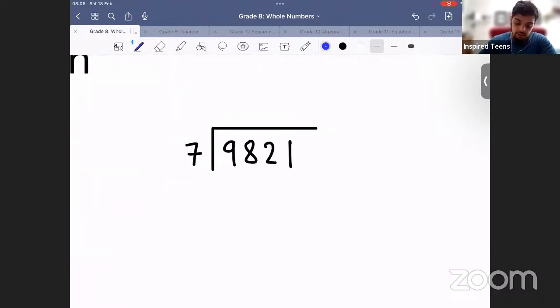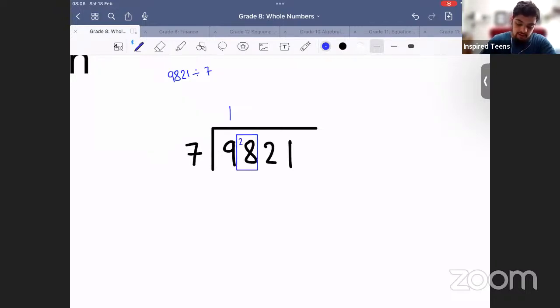So here in this case, we have 7 and we have 9821. So this is 9821 divided by 7. How many times can 7 go into 9? That's 1 time, remainder 2. Okay, so now we have 28.